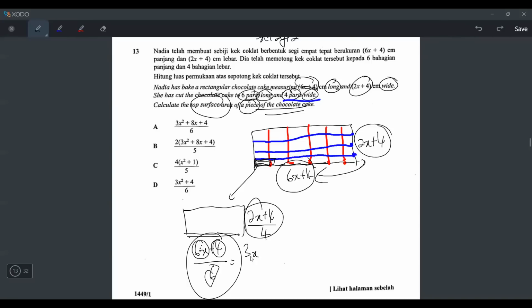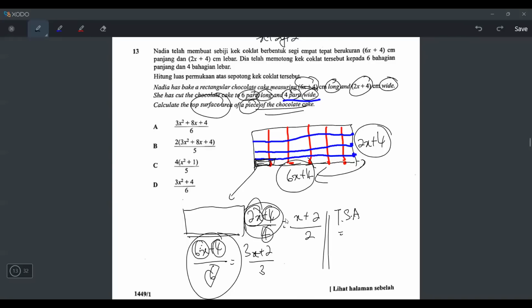So divide 2, 3x. Divide 2, 2. Divide 2, 3. So simplify already. What about this one? Same thing. 3 ketul ni can simplify, all divide by 2. X divide by 2, 2 divide by 2, 2. Like this. And then now what you have to do, you can find the total surface area.